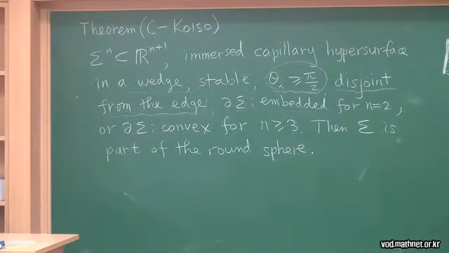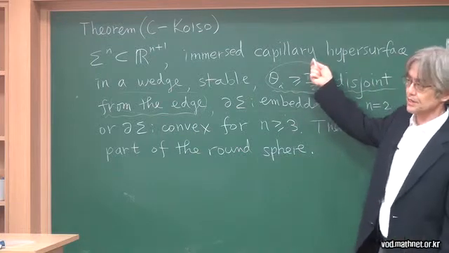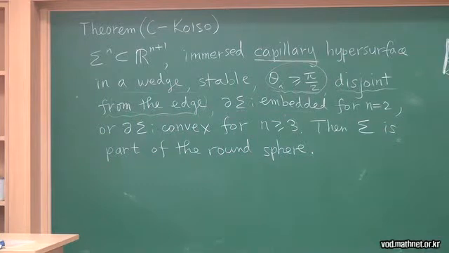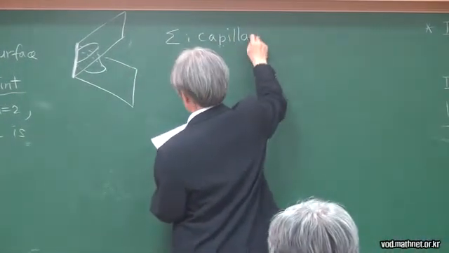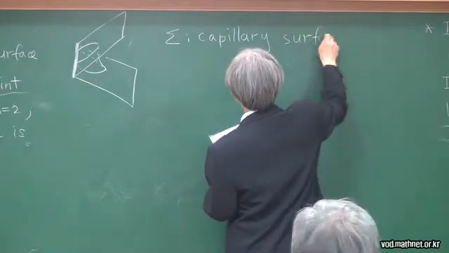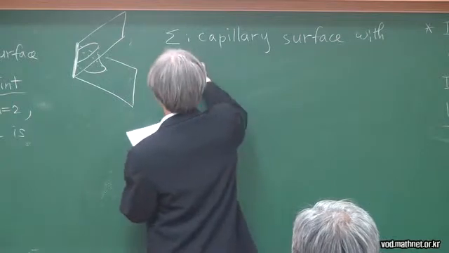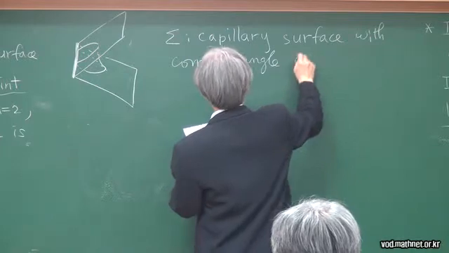Okay, then let's take a look at the capillary surface from a variational point of view. So what are capillary surfaces? Capillary surfaces are surfaces with constant contact angle theta 1 on plane pi 1 and theta 2 on plane pi 2.